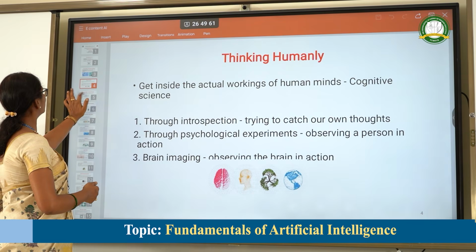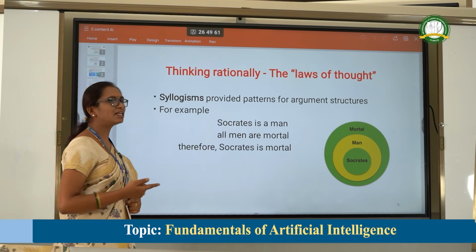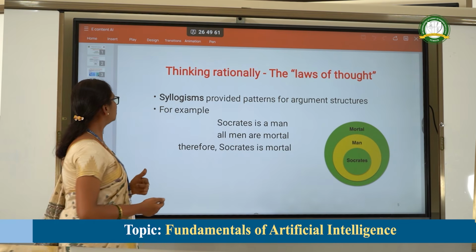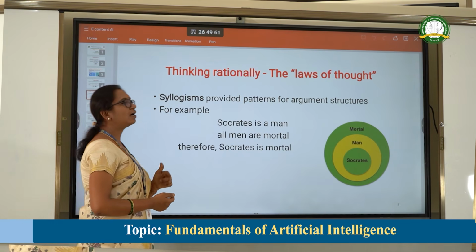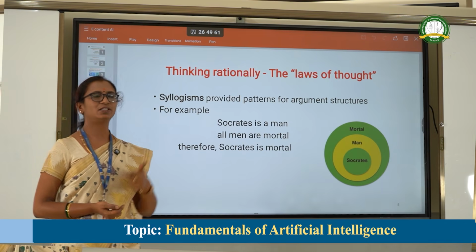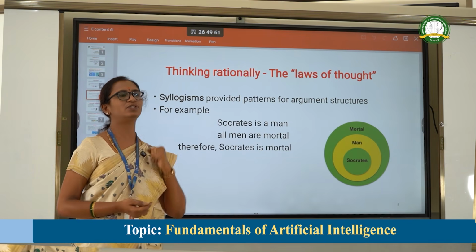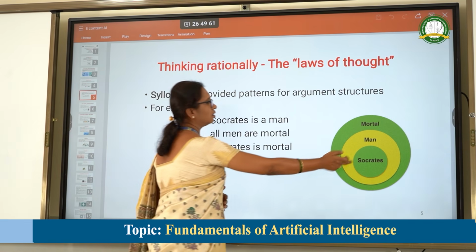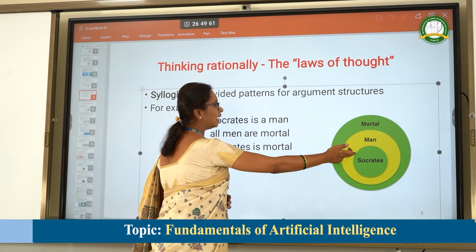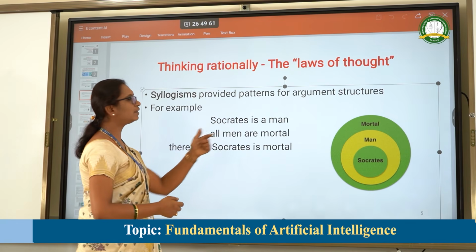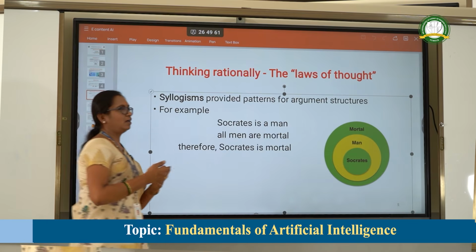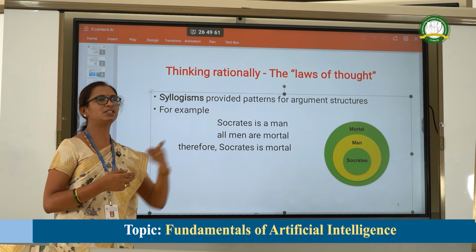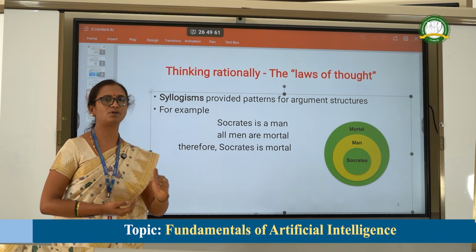And the next approach is thinking rationally, that is basically the laws of thought approach. So here syllogism is a basic structure through which different logical conclusions can be drawn. So coming to a good example, different logical statements are given. Maybe two logical statements are given. Looking into those two, a third one can be concluded to be true or false.